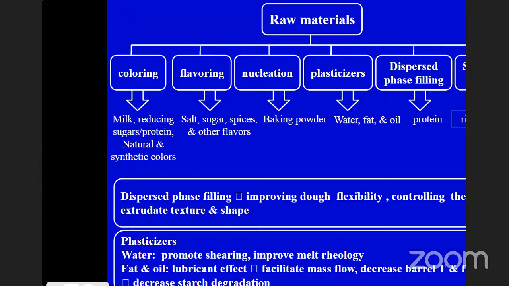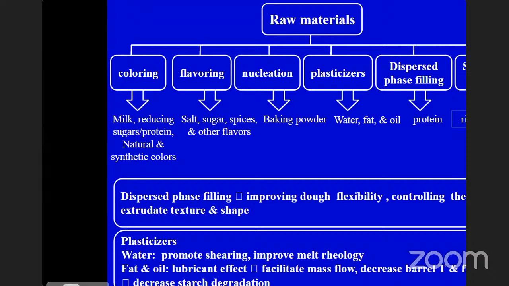For example, adding water allows reaching the glass transition temperature rapidly, which in turn enables the different chemical changes such as starch gelatinization and protein denaturation to occur in a short time.